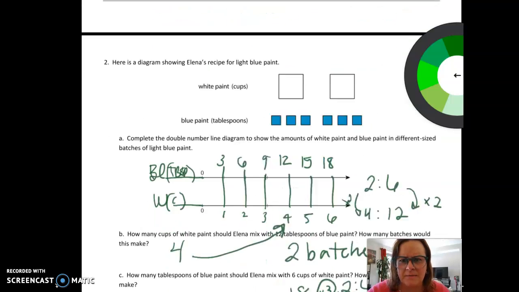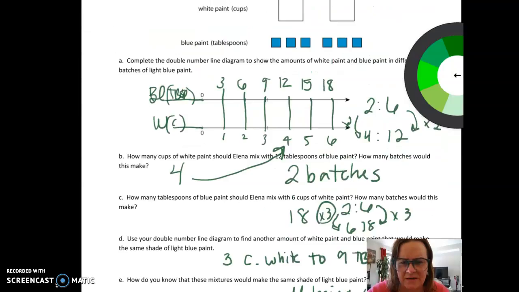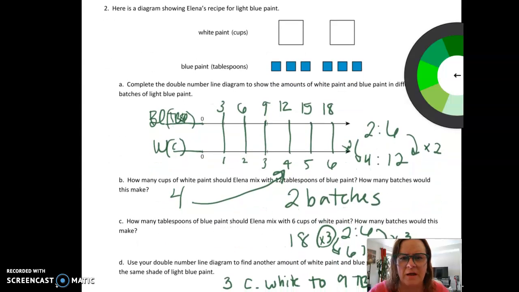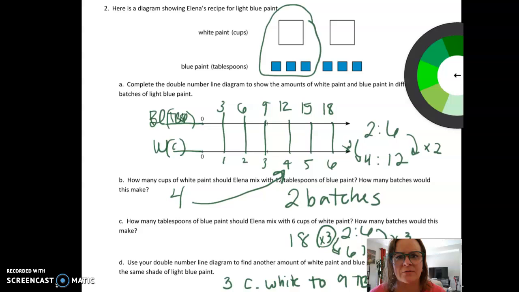All right, last diagram has to do with paint again. This one shows that I need 2 cups of white paint to every 6 tablespoons of blue paint, or another way to think of that is 1 cup of white paint for every 3 tablespoons of blue paint. And so you had to build a double number line, and it should look something like the one I just built here. Please check that you have labeled both of your number lines and that you're showing the units that we're measuring in. So in this case, cups and tablespoons.